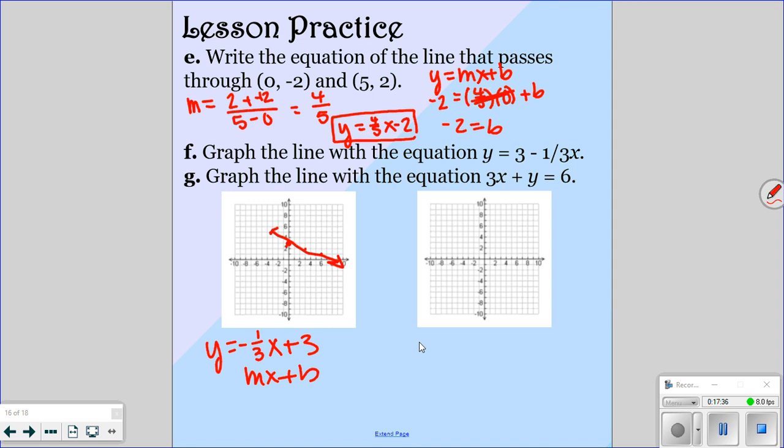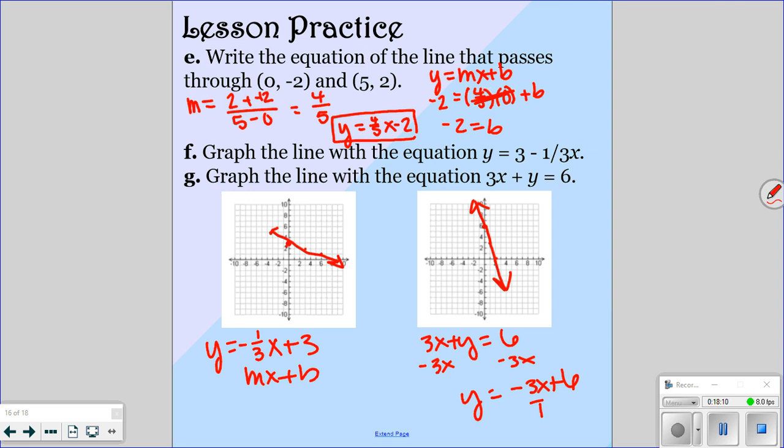For this next one, 3x plus y equals 6. We have to solve for y. So subtract 3x. So y equals -3x, and then plus that 6. So go up to 6, and our slope is -3 over an understood 1. So you go down 3 and to the right 1. Down 3 and to the right 1. And so that would be the graph of that equation.